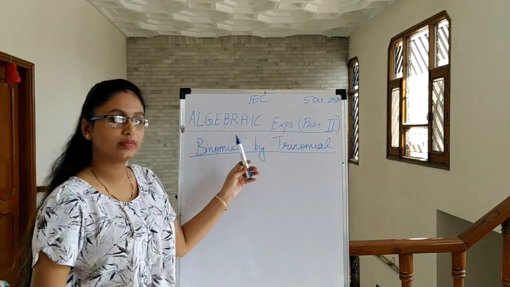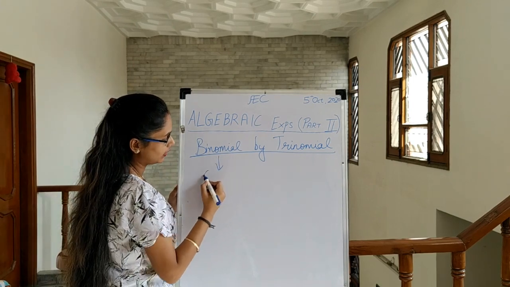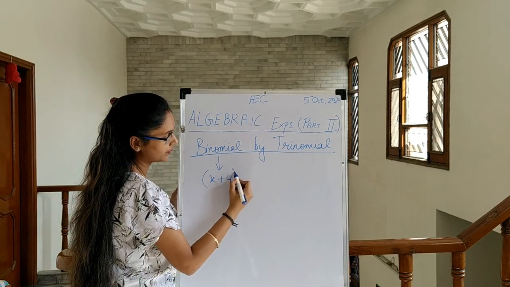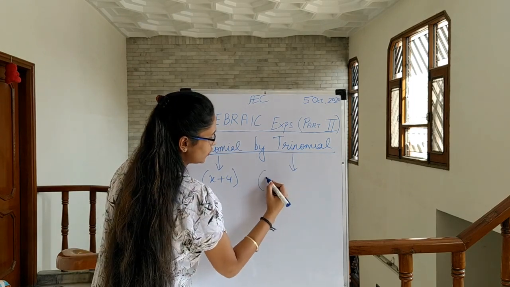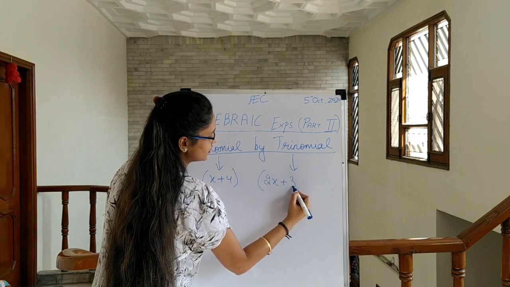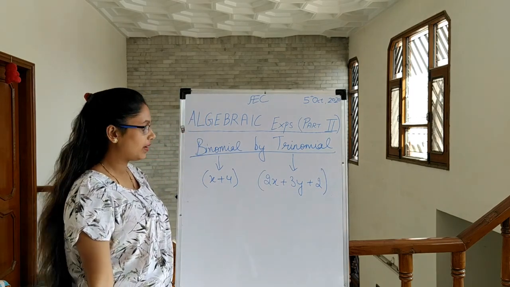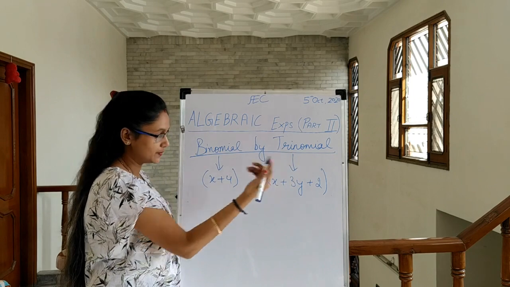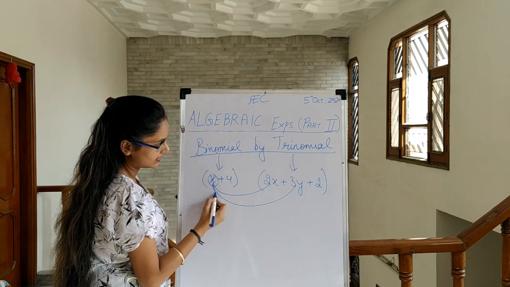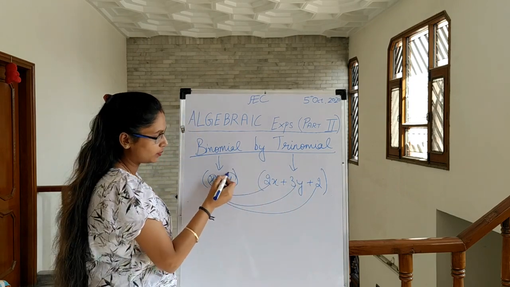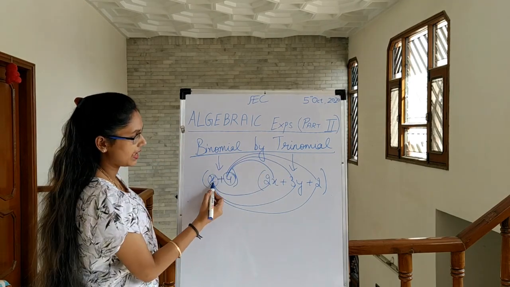Next we have binomial by trinomial, and this is the last multiplication. So binomial, I will again take an example, x plus 4, and in trinomial how many terms do we have? Yes, we have 3 terms. So I will write 2x plus 3y plus 2. So as we did in binomial by binomial, we multiplied all the terms. So here I will multiply x with 2x, then with 3y, and then with 2. Similarly, I am going to multiply 4 by 2x, then by 3y, and then by 2.